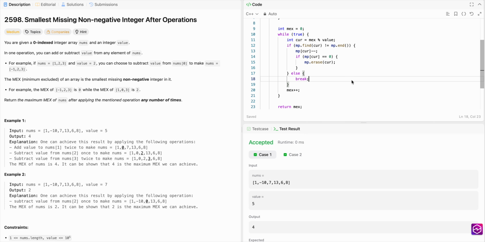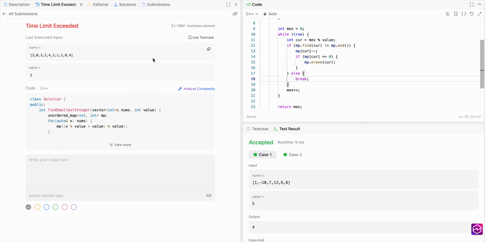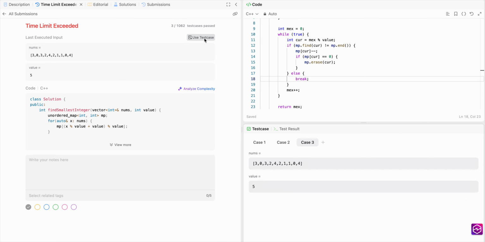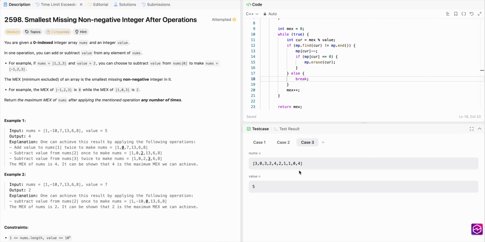Maybe this would work, maybe this won't, I don't know. Okay, it gave us a time limit exceeded. Why the hell would you give me a TLE?